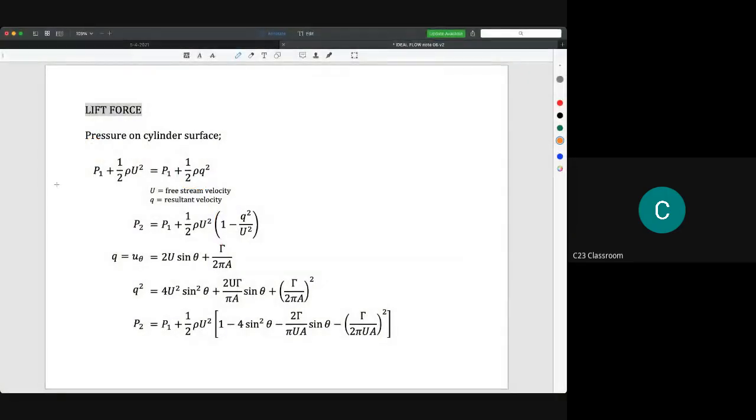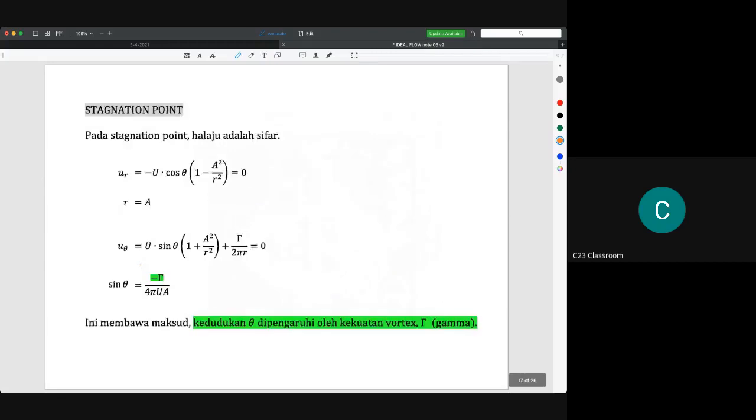So then we substitute the value of Q here. Q here is equal to U theta. I hope you could flashback to the notes here. When we substitute the value of r equal to a, the value of UR is equal to 0, which means there is no UR. Maknanya UR langsung tidak wujud. Yang hanya ada adalah U theta.